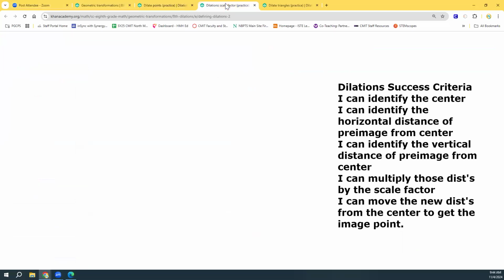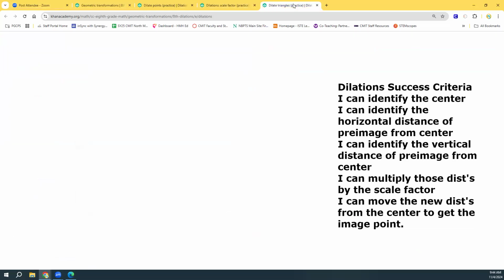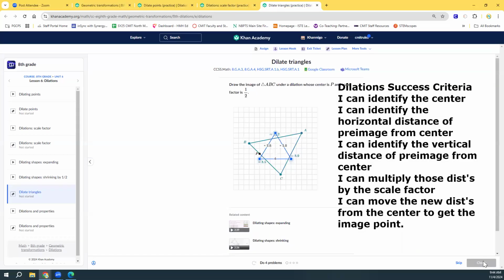So let's look at this one, dilations. Actually, I'm going to come back to that one. I want to do some more dilations to show you, like even when you get to this, you might look at this and say, what is this, right? But it's going to be the same thing.